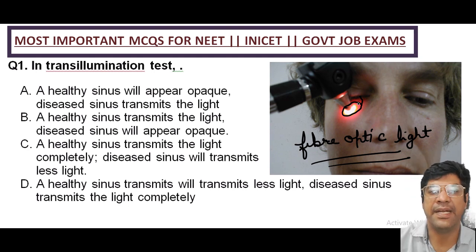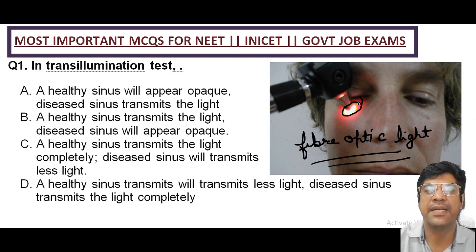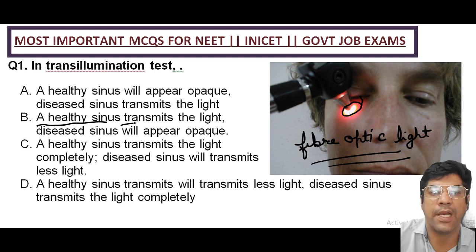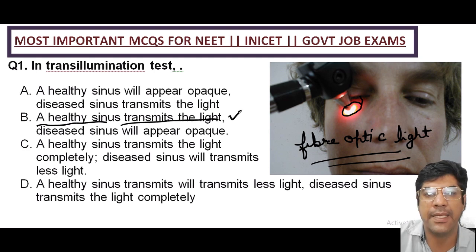So if the sinus is healthy and it contains normal cells, that will allow light to pass through it, making the area appear illuminated or translucent. That is why a healthy sinus will transmit the light. It will allow the light to pass through it and make the area illuminated or translucent.